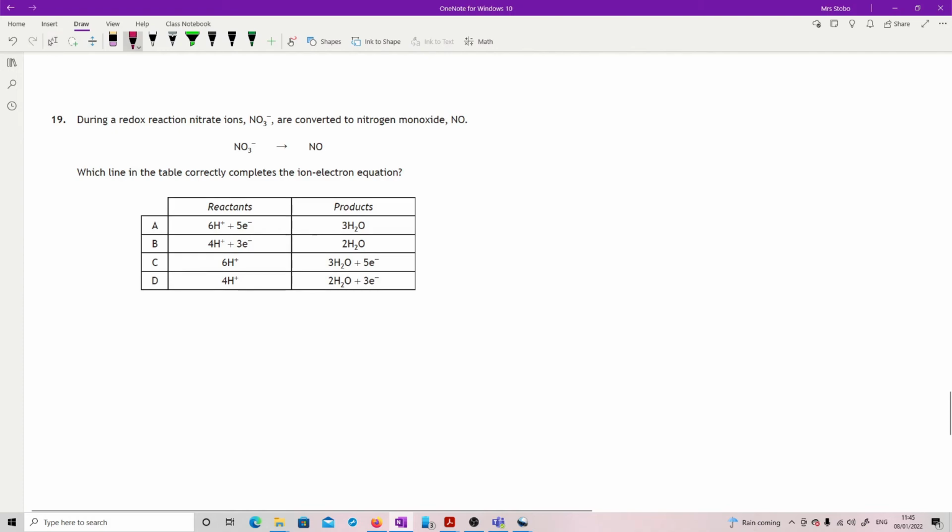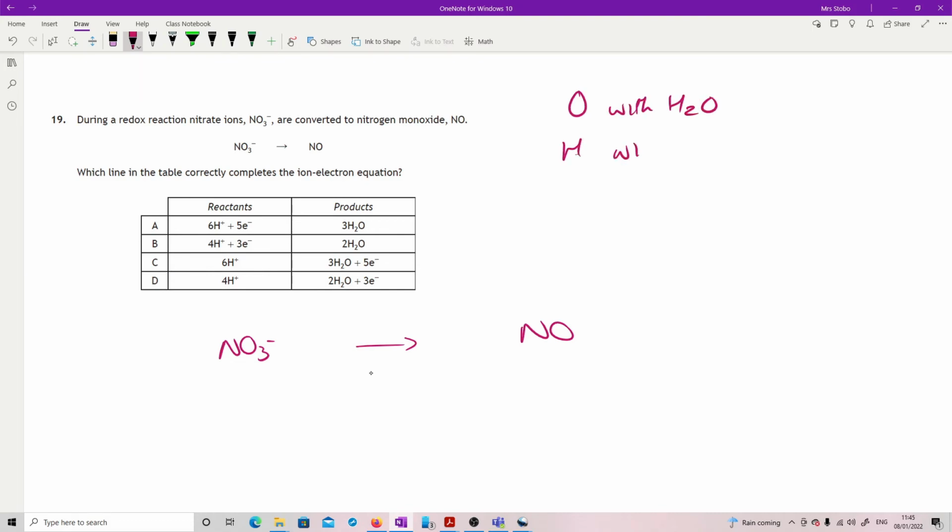Question 19. During a redox reaction, nitrate is converted to nitrogen monoxide. Which line in the table correctly completes the ion electron equation? Asking you to do the whole thing, and that's not always the case with these ones, okay? In the multiple choice. Right, so we don't have to do any balancing with the nitrogens, they're okay. But we're going to start with the rest of our rules. So remember, it's oxygen with water, it's hydrogen with hydrogen ions, and then it's charge with electrons. Okay, that's your three steps for this, always.